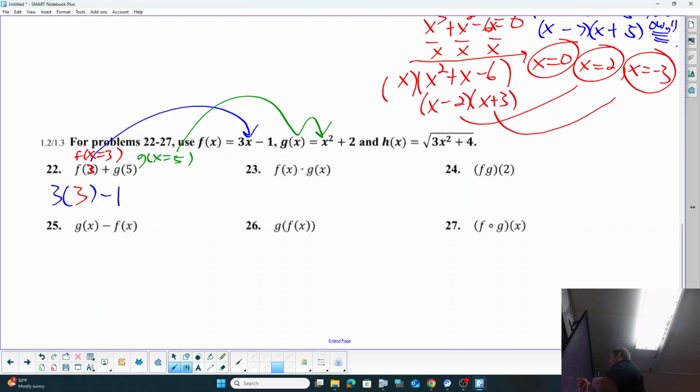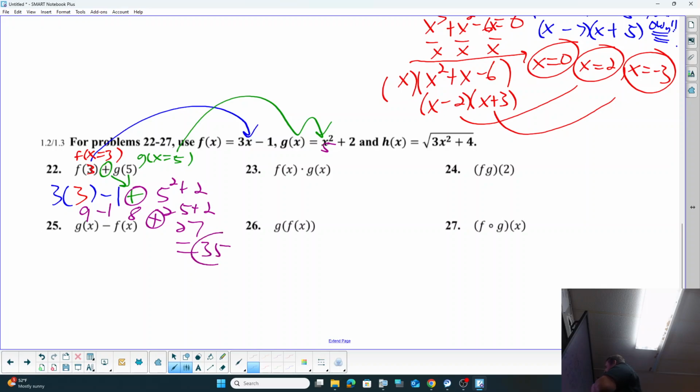So then, what do we get here? We've got a plus going on, and then we have 5 squared. So 5 squared plus 2 is 25 plus 2, which is 27. 3 times 3 is 9, 9 minus 1 is 8, and 8 plus 27 is 35. Boom.